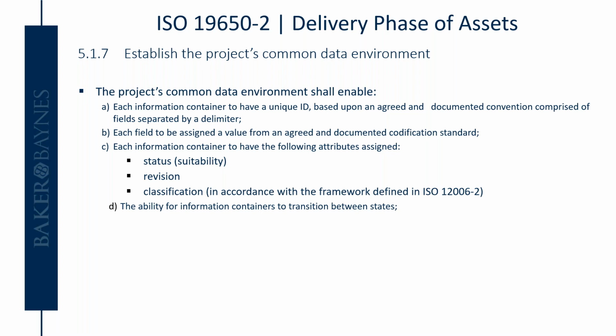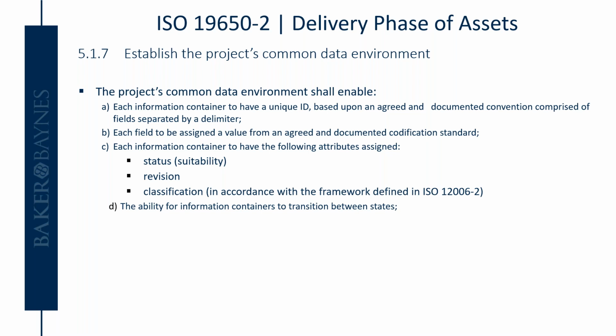So there's a lot of talk in the ISO 19650 common data environment around having different information containers, and these information containers would need a specific ID and a couple of other pieces of information. You should be able to have fields and assigned values and documentation codification standards. The information container needs to have different types of attributes like status or suitability, revision, classification.